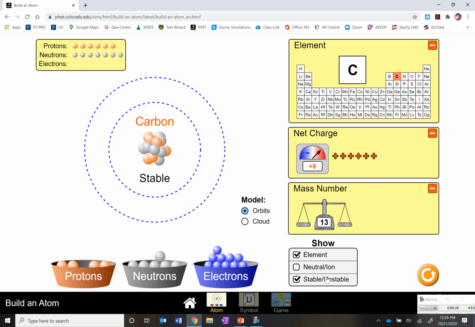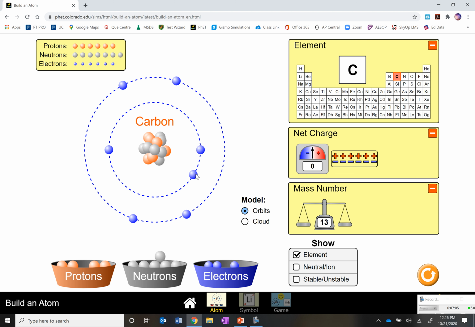Now, in order to make this net charge not +6, well, we can't add more neutrons. That's not doing anything. But if we add electrons, we see that one negative electron pairs with a positive proton, and now our overall, or net, charge changes. And that will continue to go down until they're all paired up to 0, and we can actually add more, and we can go in the other direction. Now we have a net charge of -1.